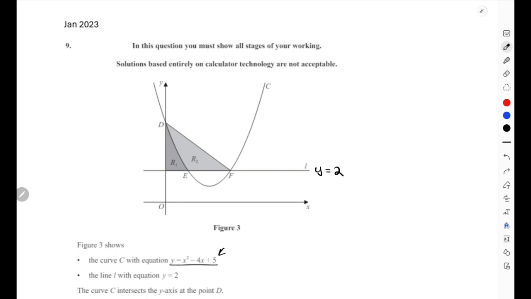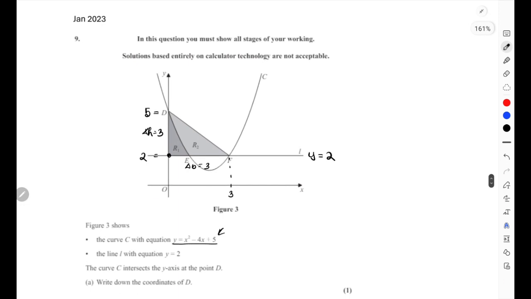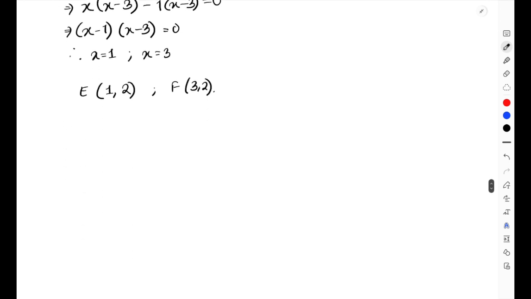So let's first find the total area. Point D was at 5, E was at 2, and F was at 3. That means the height over here is 3, because 5 minus 2 is 3, and the base is also 3, because at this point your x is 0, so 3 minus 0 is 3. So the total area, which is R1 plus R2, is half times base times height. 3 times 3 is 9, so 9 over 2. So I will just write your answer over here for part C.